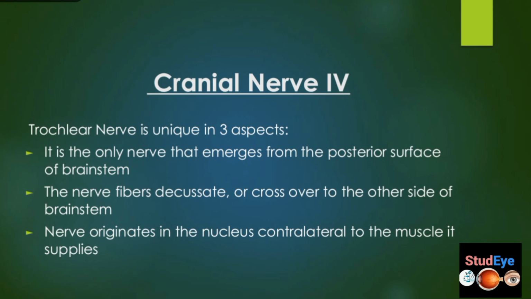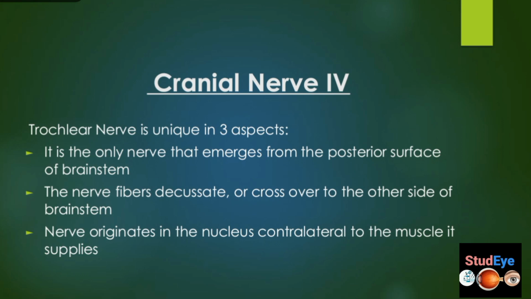So this nerve, the trochlear nerve, is the only nerve that emerges from the back, dorsal region, or the posterior surface of the brain stem, and the nerve fibers decussate, or cross over, to the other side of the brain stem. This means that when the nerve emerges from the nucleus, it moves to the opposite side, right? So the nerve fiber from the right nucleus moves to the left side, and the nerve fiber from the left nucleus moves to the right side. That is how the nerve fibers cross over. So this means that the nerve originates in the nucleus contralateral to the muscle it supplies.